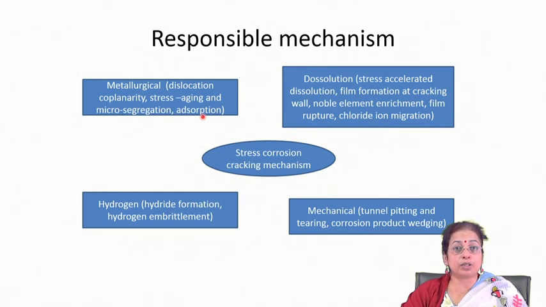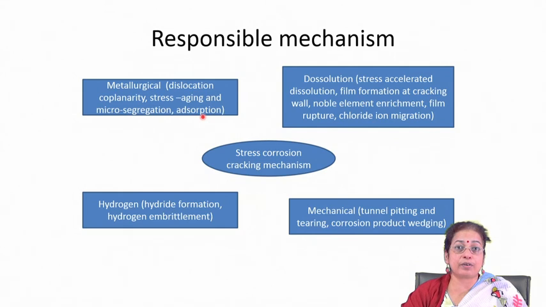So, if you quickly go through the metallurgical factors responsible for stress corrosion cracking: dislocation coplanarity, stress aging, microsegregation, adsorption. All these phenomena are observed in a stress corrosion cracked system. Usually you will find that when dislocations are arranged in a coplanar fashion, then naturally crack propagation is very easy as compared to that of dislocation entanglement.